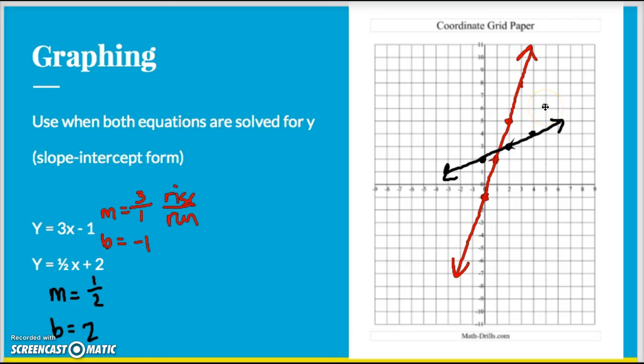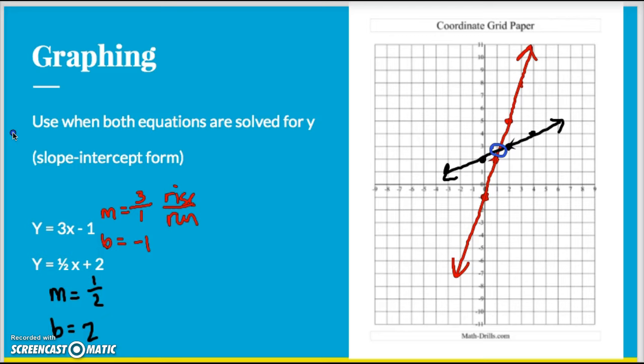And remember, what you were looking for is where they intersect. On this one, I'm not actually going to write the ordered pair because it doesn't fall directly at a crosshairs, but whatever that ordered pair would be is your solution to the system. So again, with graphing, if both of your equations are solved for y, you want to graph them. It's the easiest way to solve that.